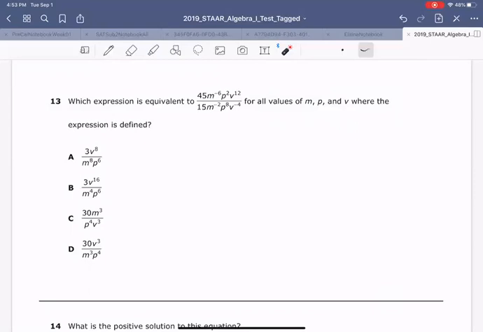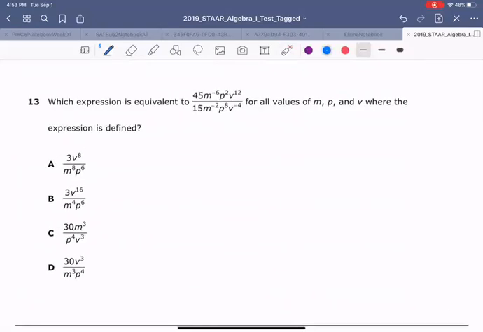If I were to bring m squared down, would it be m to the 4th or m? So some properties we want to review. X to the power a times x to the power b equals x to the power a plus b, right? X to the power a divided by x to the power b equals x to the power a minus b, right?